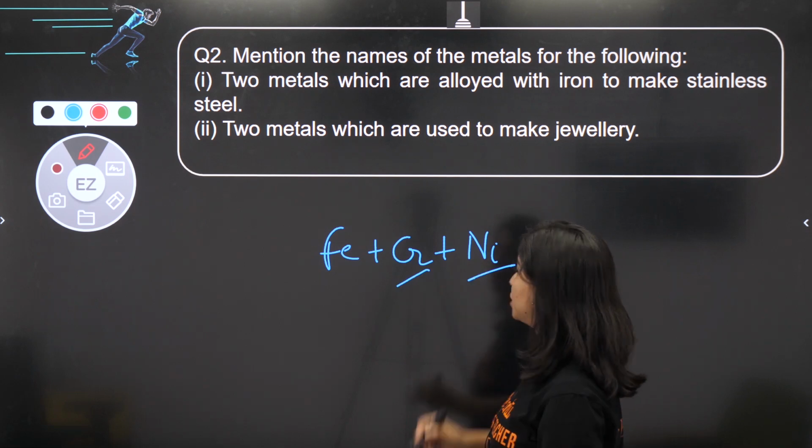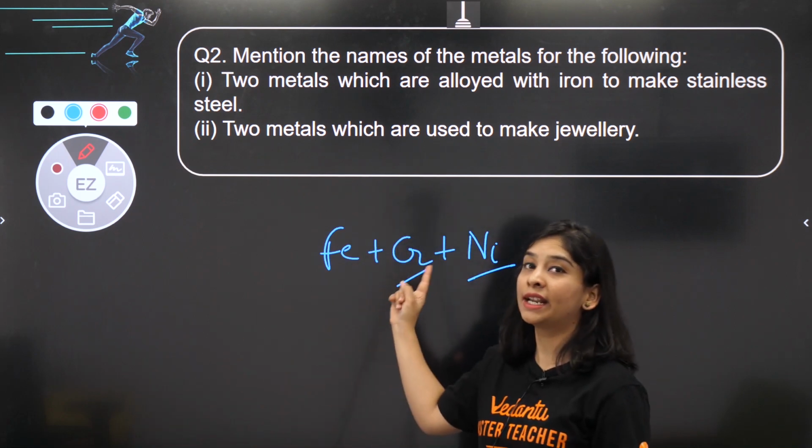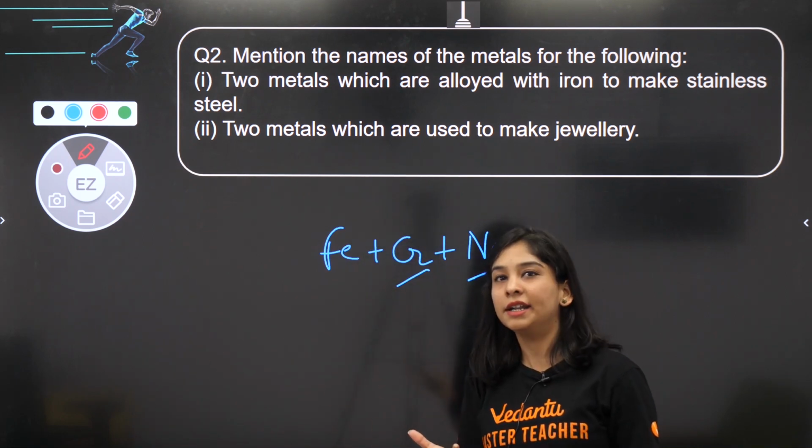Okay, so these are the two metals which are going to be added with iron to enhance some of its properties, so that it won't get rusted, plus it will be hard enough also.